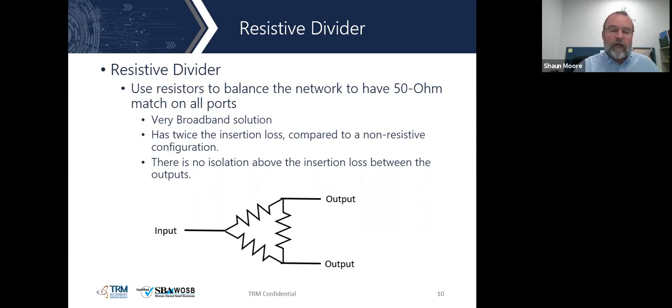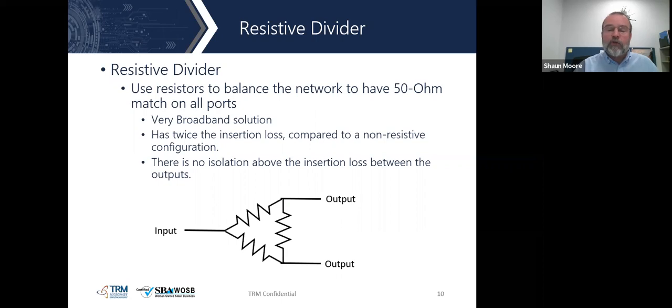This is actually a big negative. For example, a two-way power divider, instead of having 3 dB worth of insertion loss, will have 6 dB worth of insertion loss. And also there is no isolation between the outputs.